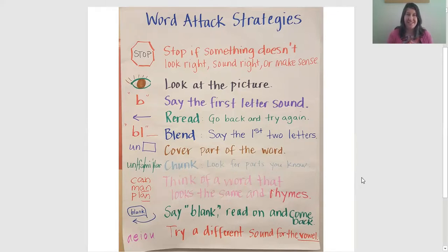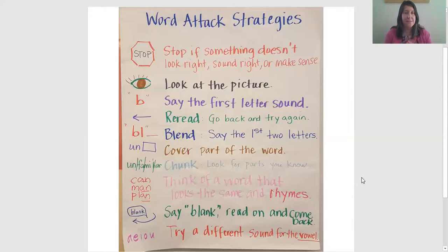Next strategy is to say the first letter sound of a word. So if you have a word that starts with the letter B, I want you to go ahead and say that letter sound first. Get your lips ready and say the sound for B. B. You can always reread, which means to go back and read it again. So if a word doesn't make sense, you don't think it's quite right, reread, go back and try it again.